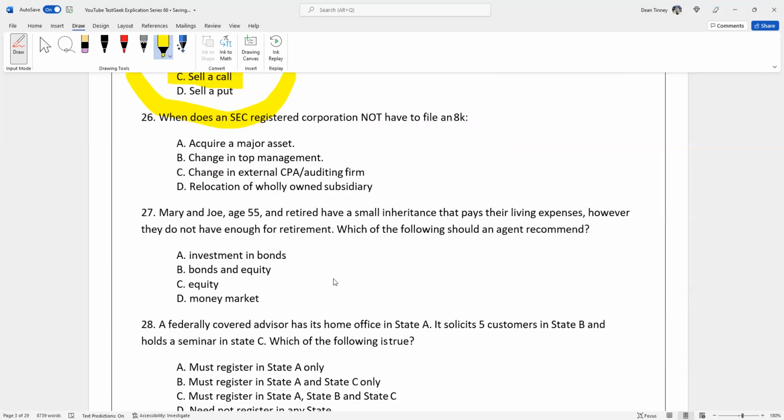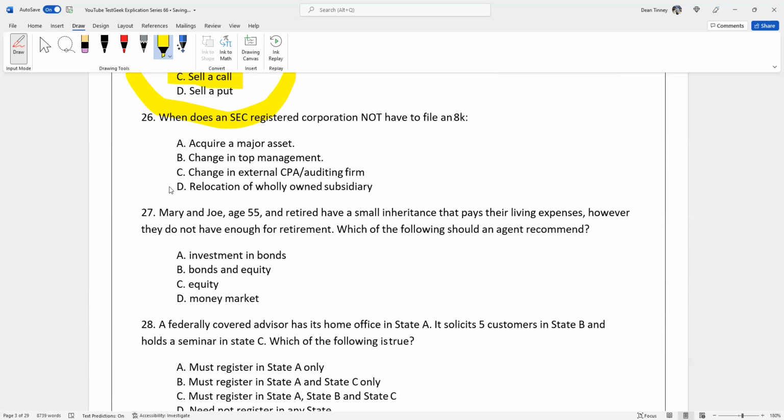When does an SEC registered corporation not have to file an 8K? An 8K is a material current event. Microsoft is buying Activision. That is definitely something an 8K shareholders need to know about. A change in the top management, absolutely. A change in the external CPA auditing firm. Relocation of a wholly owned subsidiary. No, that's not material.